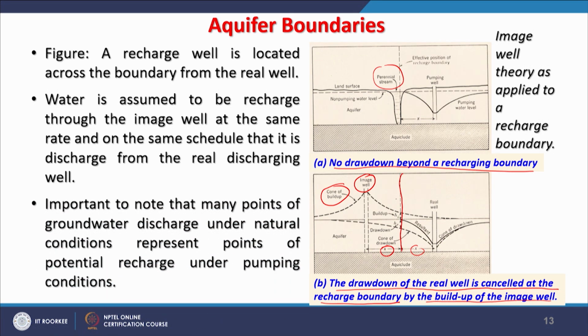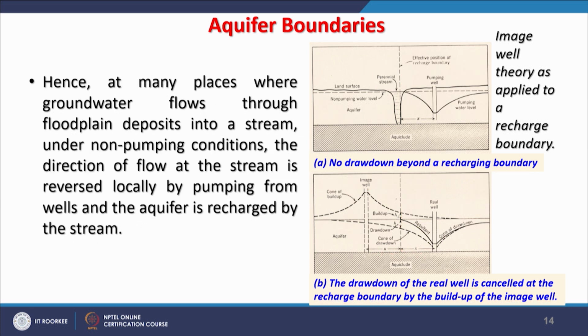So, a kind of balancing in terms of water withdrawal and water recharge is assumed here, and this will give many points of groundwater discharge under the natural conditions, which represent the points of potential recharge under pumping conditions. Therefore, at many places where groundwater flows through floodplain deposits into a stream under non-pumping conditions, the direction of flow at the stream is reversed locally by pumping from wells, and the aquifer is recharged by the stream. So, this is the scenario we are assuming in these two figures, the image well theory applied to the recharge boundary, and you can see that the recharge through the stream is assumed here.